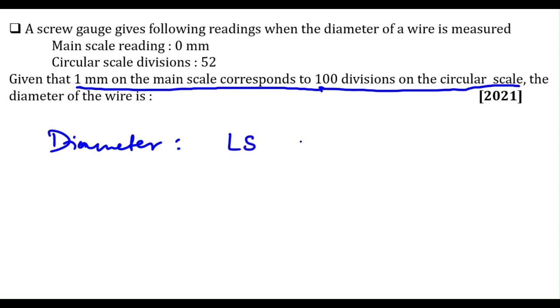Linear scale reading plus circular scale reading, but the circular scale has divisions only, so we have to multiply with the least count. Okay, so the linear scale reading is 0. So we have 0 mm plus the circular scale, which has 52 divisions coinciding. And then we have to find out the least count.